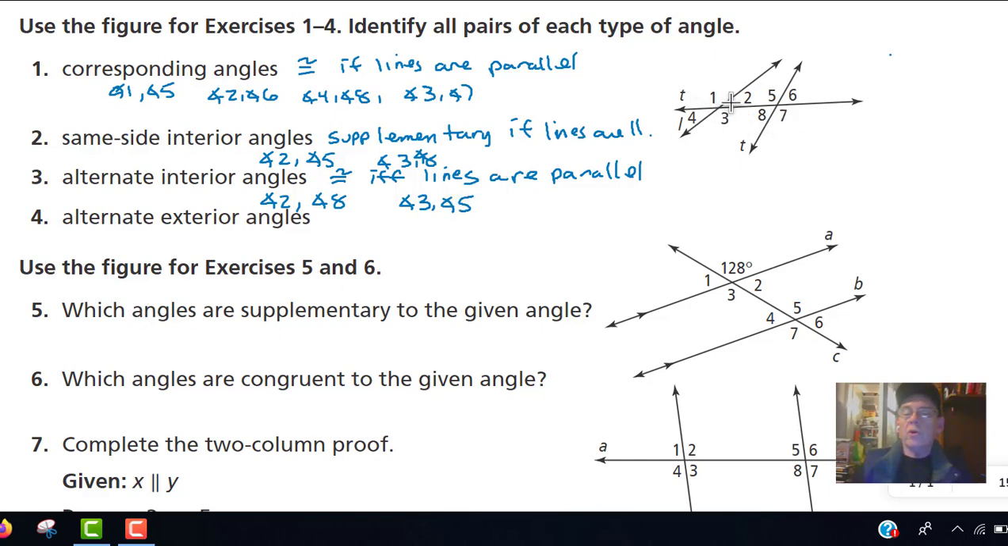Alternate exterior angles are congruent. You'd actually take the alternate interior angles and take their vertical angles and get to the exterior angles being congruent using transitive. But in one step, we can say that angle 1 and angle 7 are alternate exterior, and angle 4 and angle 6 are alternate exterior. Now, if the lines happen to be parallel, we can say that alternate exterior angles are congruent if and only if lines are parallel. Let's look at the next ones.